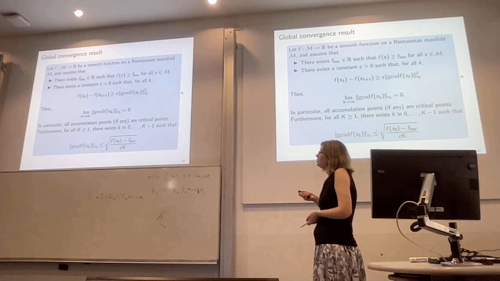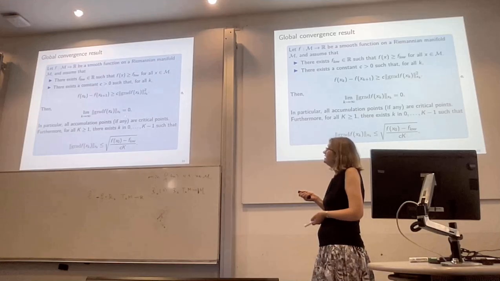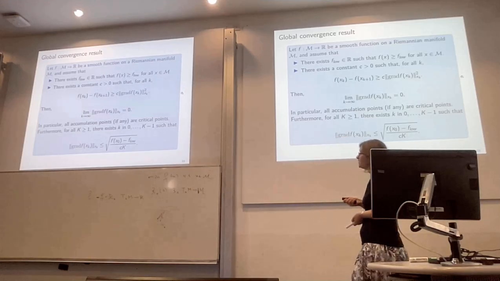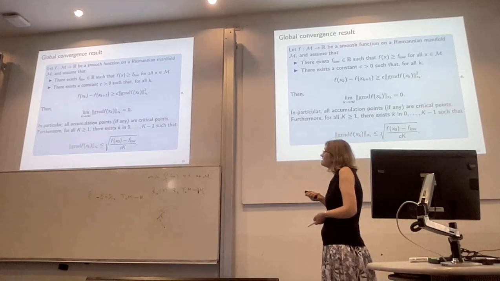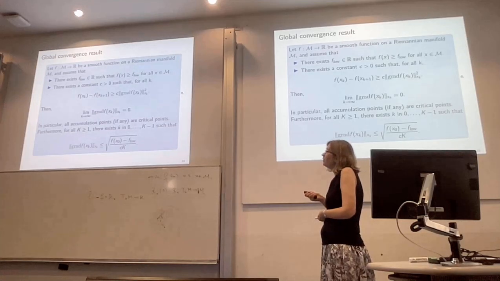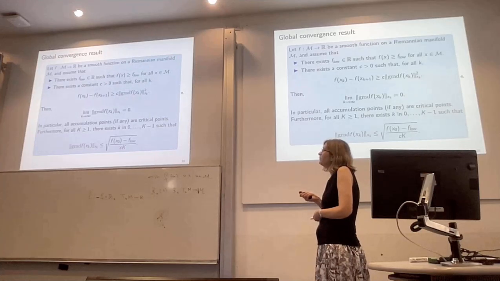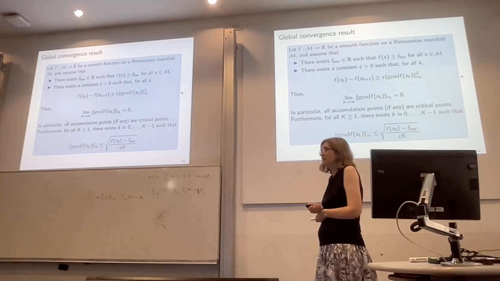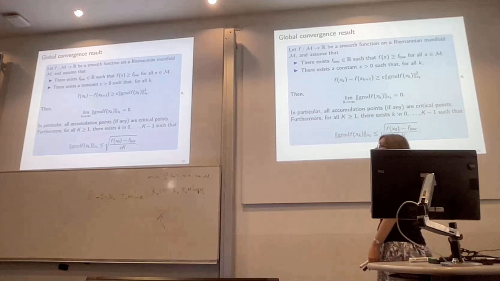With these properties alone, we can show that the Riemannian gradient goes to 0 in this local metric. We can show that there are limit points, and that the gradient at any limit point is actually 0. The Riemannian gradient is 0. So all limit points of the sequence of iterates are critical points of our problem.